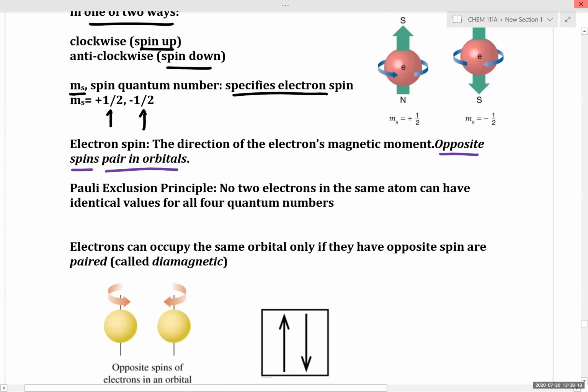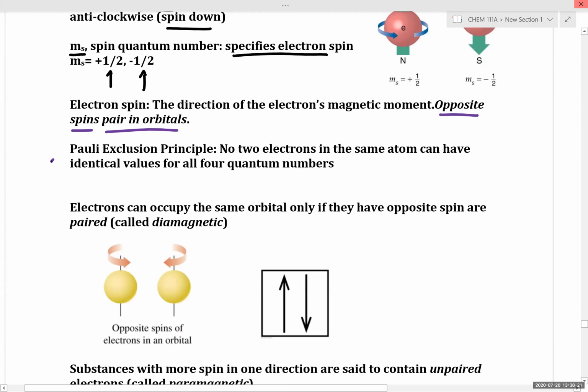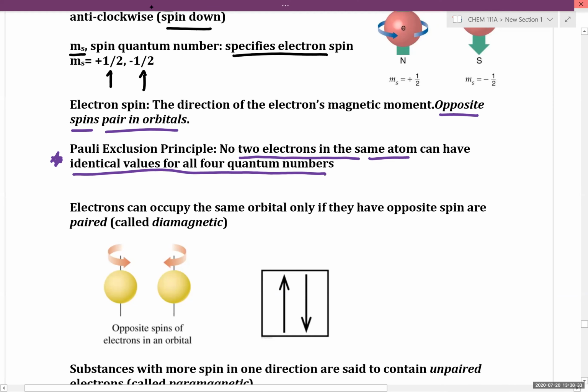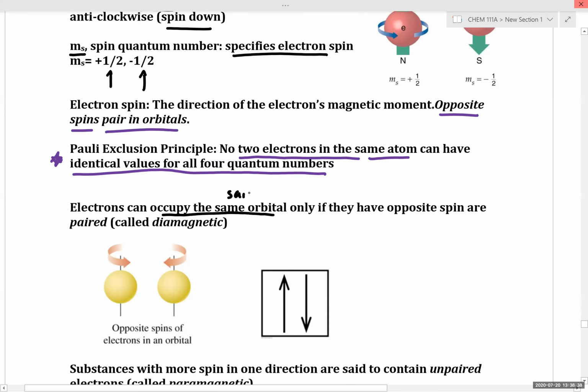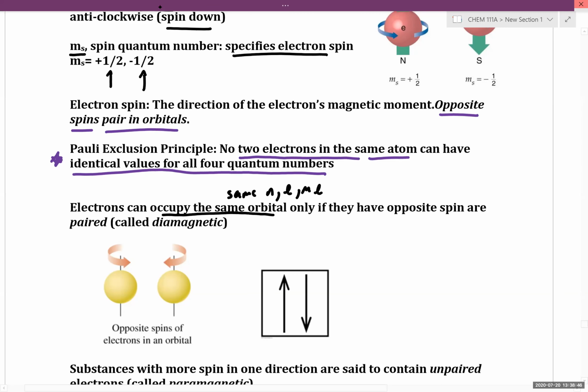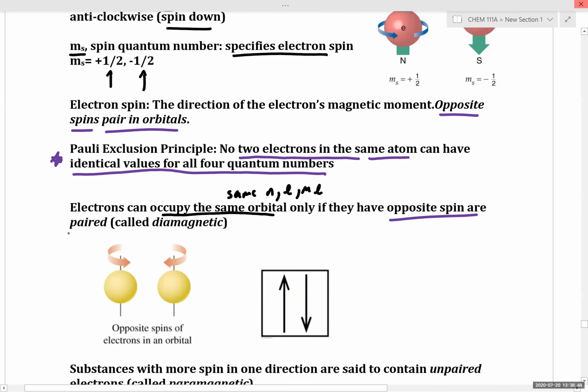Now, the reason why this is important is the Pauli exclusion principle: no two electrons in the same atom can have identical values for all four quantum numbers. So electrons can only occupy the same orbital, which has the same n, l, and ml value, if the electrons have opposite spins that are paired. So we have two electrons of opposite spins in an orbital.